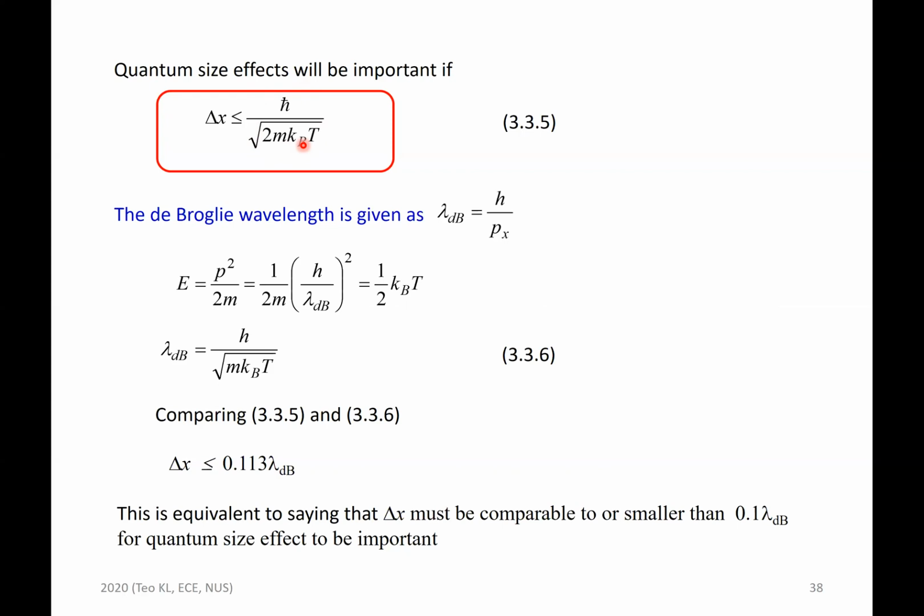The de Broglie wavelength is given by h over p_x. Let's say we consider only one dimension. The kinetic energy, of course, is equal to p squared over 2m, and p is replaced by the de Broglie wavelength expression, h over lambda, and equals half kT.